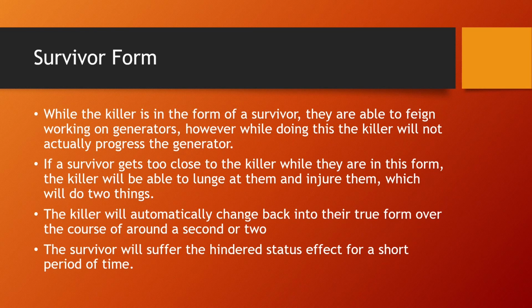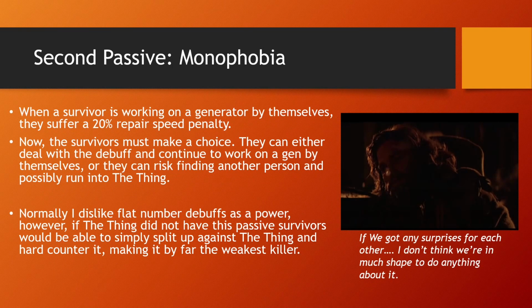But obviously there's a problem here. This killer, as I've described him so far, is super weak. You can be hard countered just by splitting up, and every time a survivor sees another survivor, they just run away, and you'd never be able to surprise anyone, which would suck really hard. You'd probably be the weakest killer in the entire game. So that's why I've come up with this second passive ability, Monophobia.